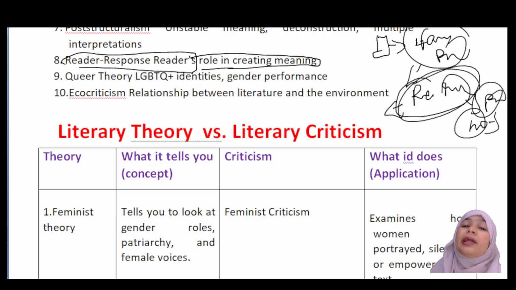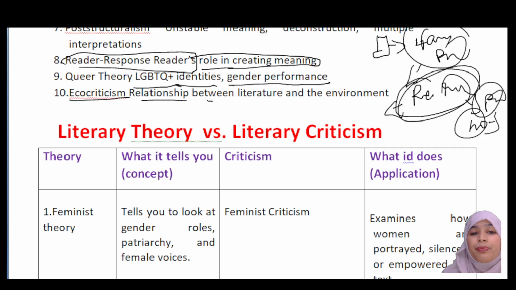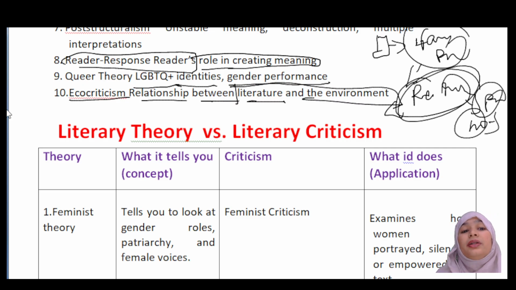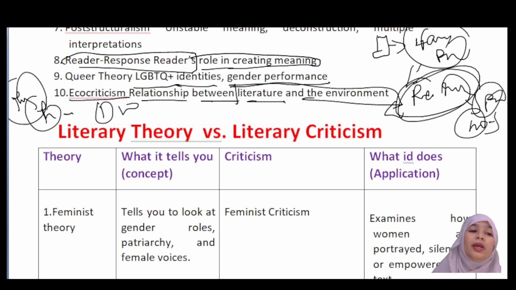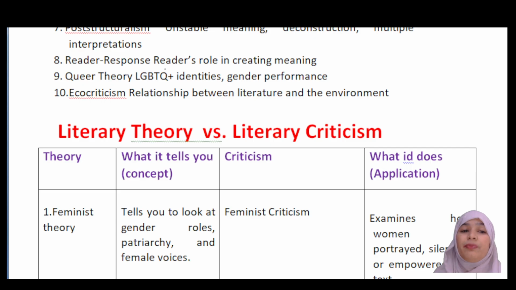So we can see reader's response theory also. And queer theory: LGBTQ identities, gender performance, whereas eco-criticism is the relationship between literature and the environment. So these are the types where we can see how the theories are applied in a particular work. Okay, so this is about the types of theory.